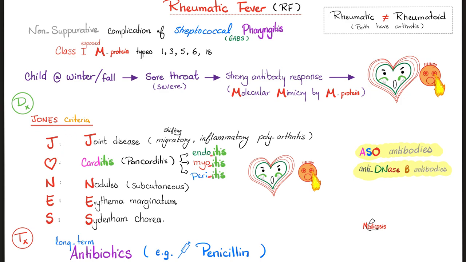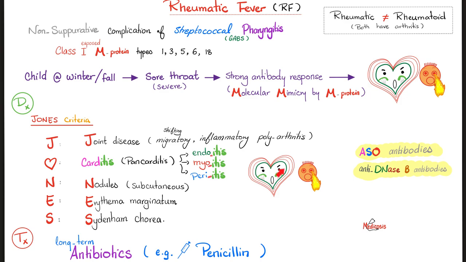Jones criteria. J, joint disease. The O looks like a heart, so it's carditis. The N is nodules, the E is erythema marginatum, S is Sydenham chorea. Describe the joint disease. Shifting migratory inflammatory polyarthritis. My joint is inflamed, and then it gets better. And another joint gets inflamed, and then it gets better. And then a third joint gets inflamed, and it gets better. It migrates.